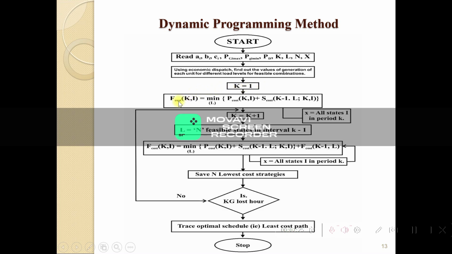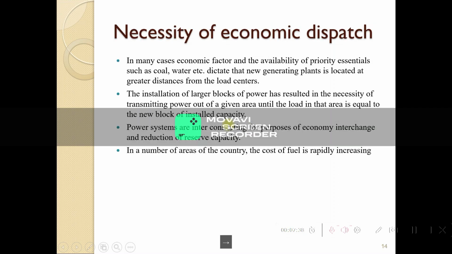Next, K is equal to 1. So fuel cost K, I is equal to minimum level, and then K is equal to K plus 1. So we have to analyze the flowchart one by one. So next part, the necessity of economic dispatch.